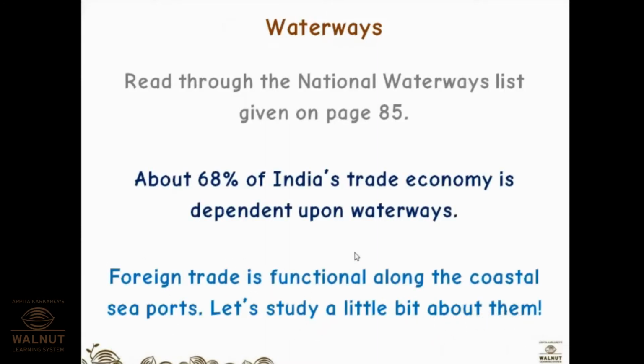You can read through the national waterways list given on page number 85. We are going to do it later. Now about 68% of India's trade economy is dependent upon waterways. Though we have a large coastline and national waterways, only 68% of it is useful for trading purposes. Foreign trade is functional along the coastal seaports. Let's study a little bit about them.